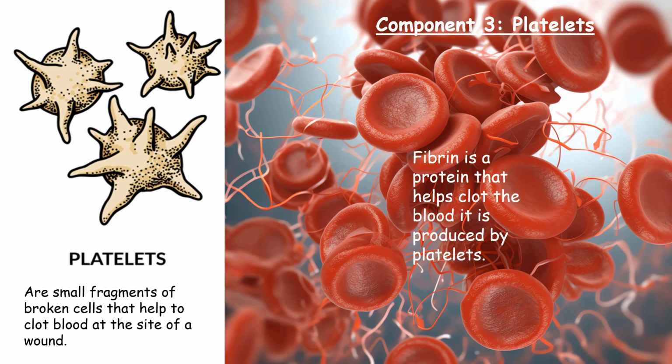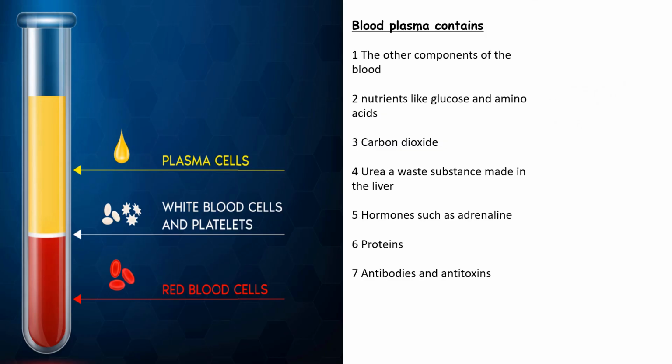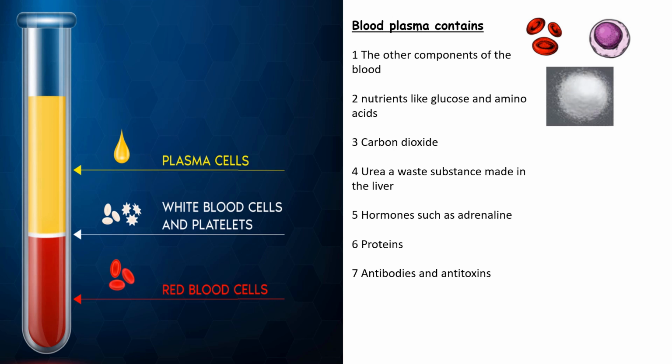The fourth component of the blood is the blood plasma. The blood plasma is a yellow liquid. What does it contain? Well, seven different things. The other components of the blood, such as red blood cells, white blood cells, and platelets. It also contains nutrients like glucose and amino acids.